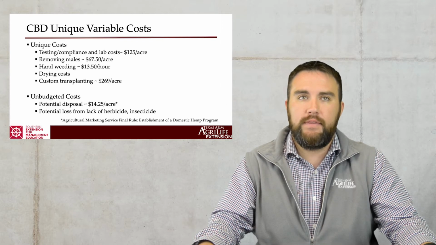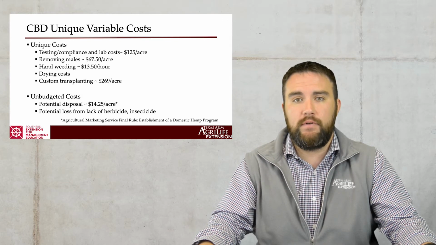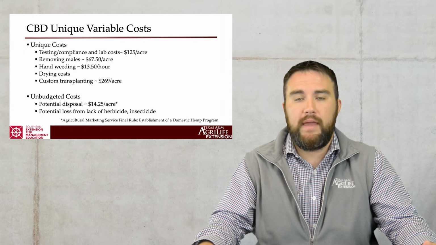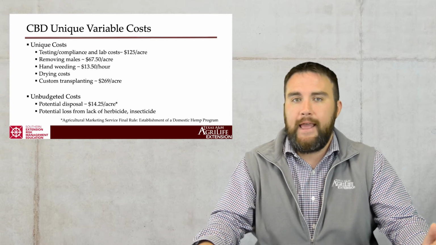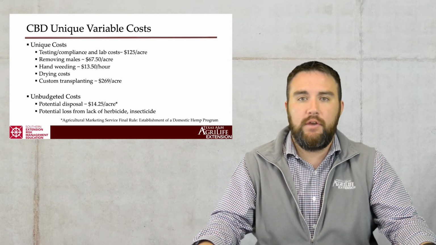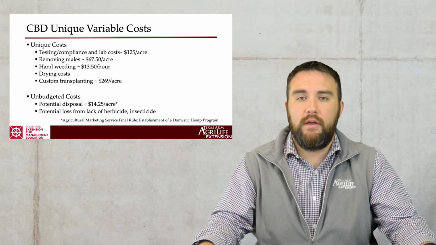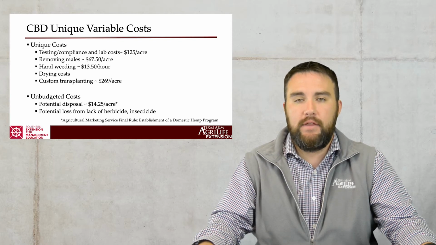Removing males. The difference in a male and a female plant is often the volume of the percentage of CBD that is left over after drying, and so removing males from any given production is going to take about $67.50 an acre. Hand weeding, as I mentioned in an earlier part of the video, chemicals are not necessarily marked as available for hemp production or marked as safe, and so hand weeding is going to be a very expensive part of producing hemp for CBD that we don't see in other types of production models where we have herbicides available.